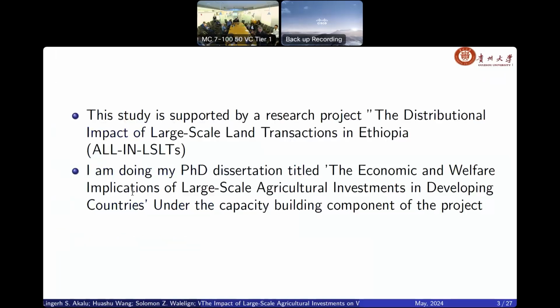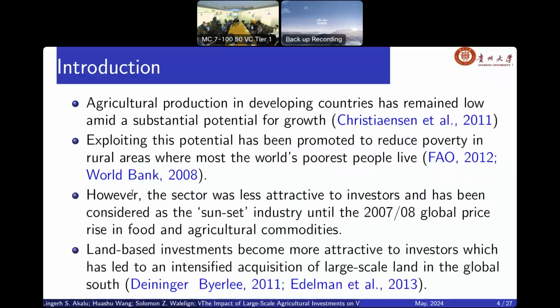Before I jump into the main part, this research is part of my PhD dissertation that I am working on, and it's part of a research project, the distributional impact of large-scale transactions in Ethiopia. The researcher is here. If you have any questions regarding this project, you can direct them to the main researcher here, Dr. Solomon. Okay, so I will not talk much about the motivation because it has been said a lot in the previous presentations.